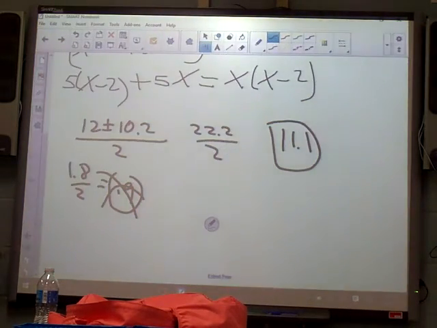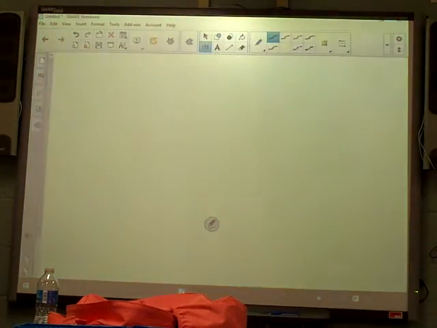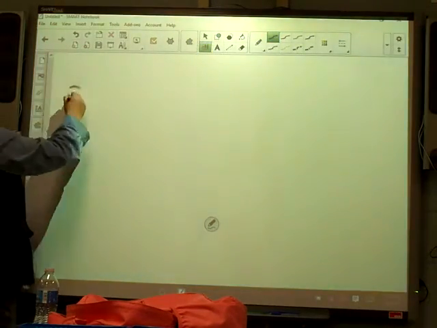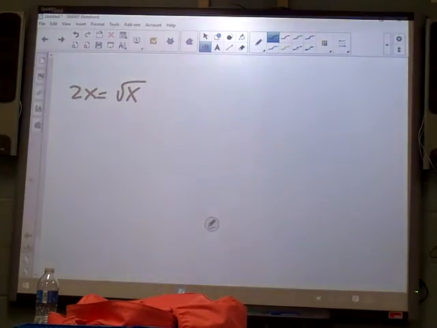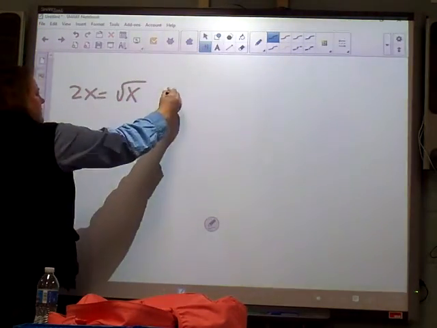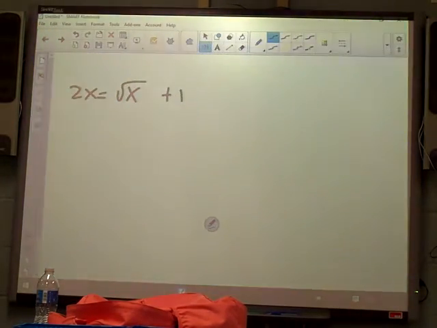Alright. This one, not a word problem this time. We got 2x is equal to the square root of x plus 1, and our directions just say to solve.